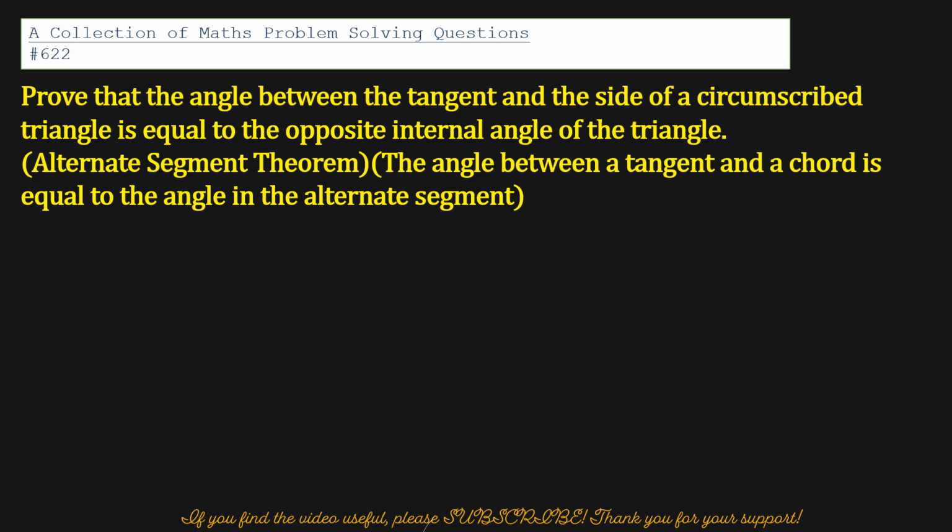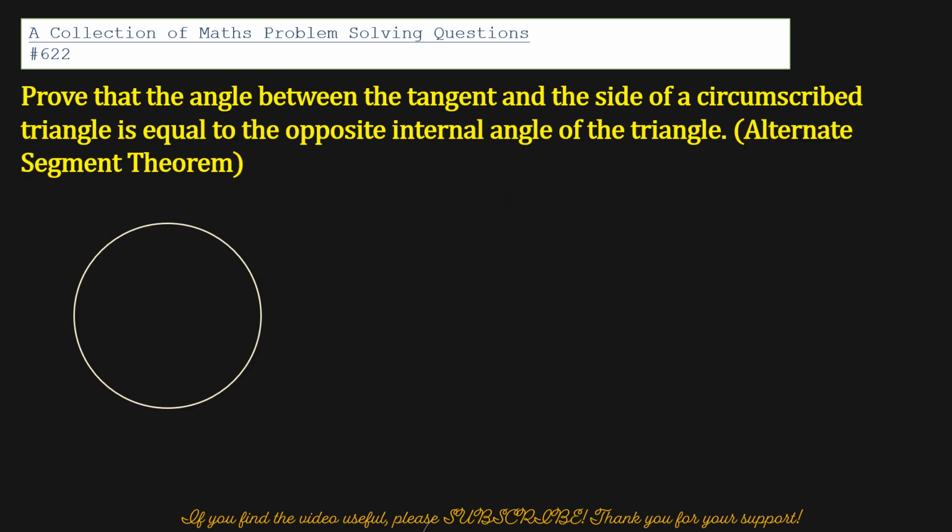Prove that the angle between the tangent and the side of a circumscribed triangle is equal to the opposite internal angle of the triangle. This is also the alternate segment theorem, which can also say that the angle between the tangent and a chord is equal to the angle in the alternate segment. So how do we prove that?